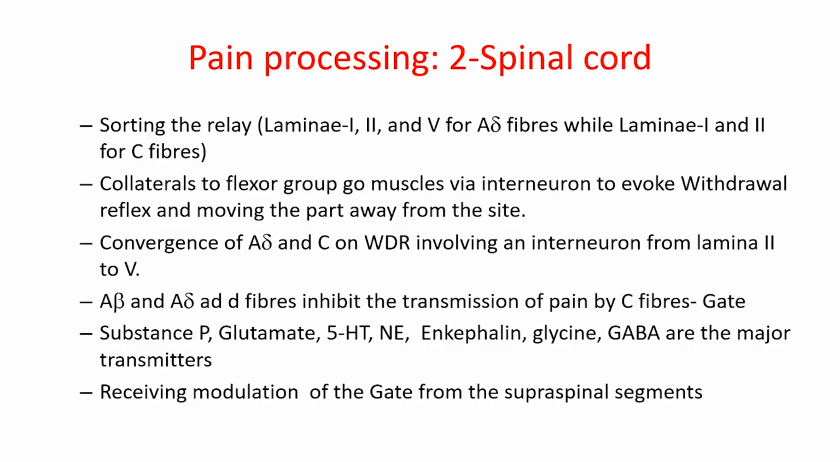In the spinal cord, the pain is processed in a definitive way. One, there is a sorting of the inputs, that is the inputs coming from the myelinated A delta fibers and the inputs coming from unmyelinated C fibers. The myelinated A delta fibers relay in lamina 1, 2 and 5, and the C fibers are relayed in 1 and 2.